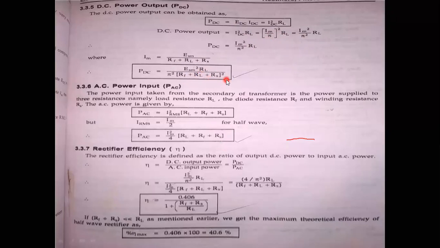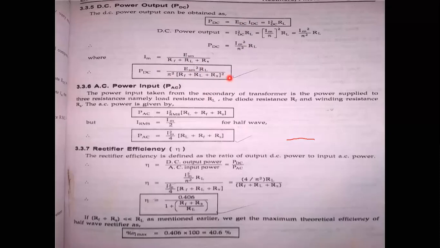Okay, this is a formula. You have to remember this. General is for analysis purpose only. Why? Because RF, RS, RL he will give, ESM he will give. So no need to find EDC once, IDC once, and again multiply these two to get PDC. You can substitute this formula directly.